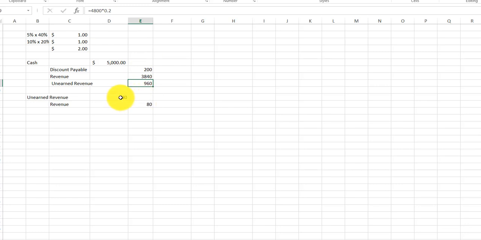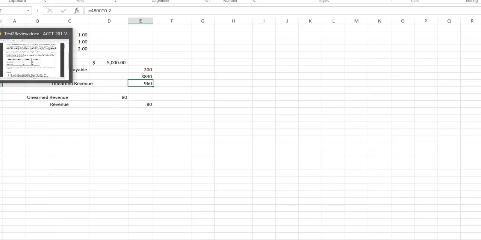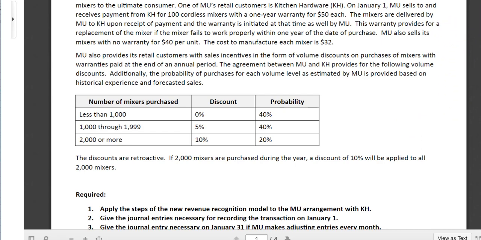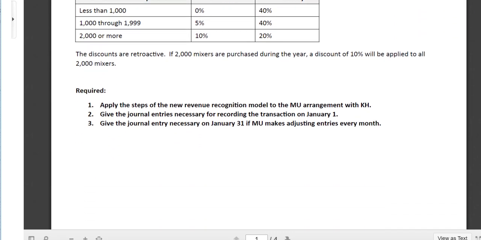The rest of it is unearned revenue. As each month goes by on the warranty, we're going to debit unearned revenue and credit revenue as we earn that revenue over time. So the mixer is recognized at a point in time and the warranty is recognized over time. That's the way to look at problem number 1.